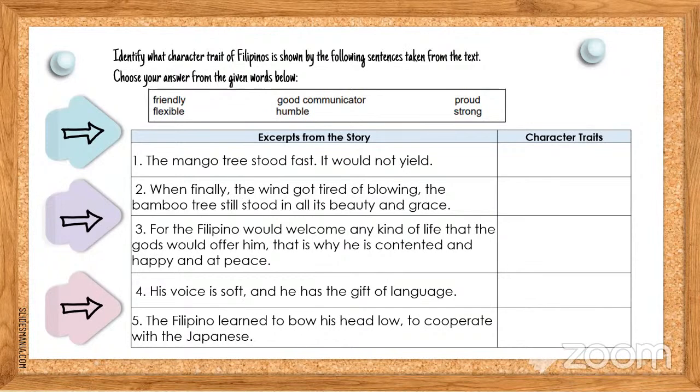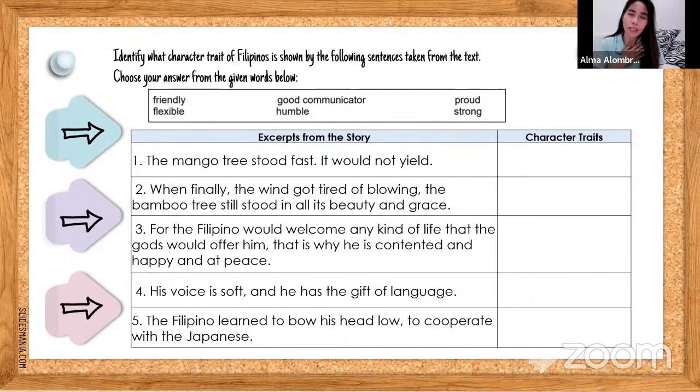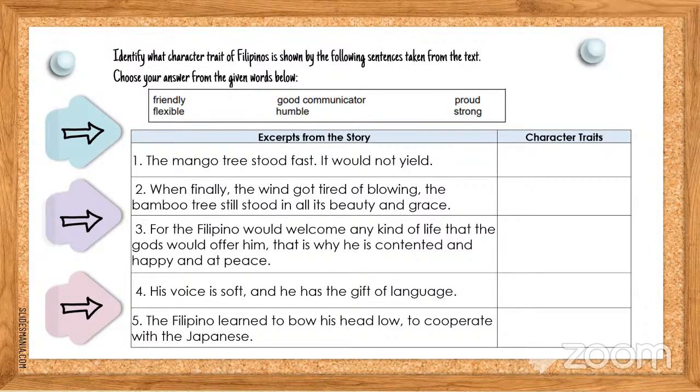Number 1, the mango tree stood fast. It would not yield. Character traits is like, even if it's already hurting, it would not tell the people, okay, I'm struggling here. I would not yield. What attitude do you have if you are like that? Even if you're hurting, you stood fast and you would not yield, you would not let people know what you are going through. What character trait is that, Sean? Strong.